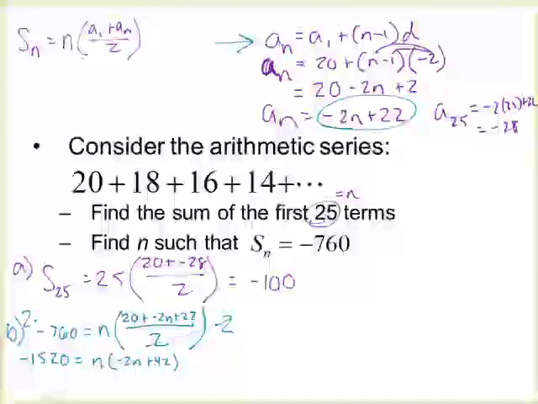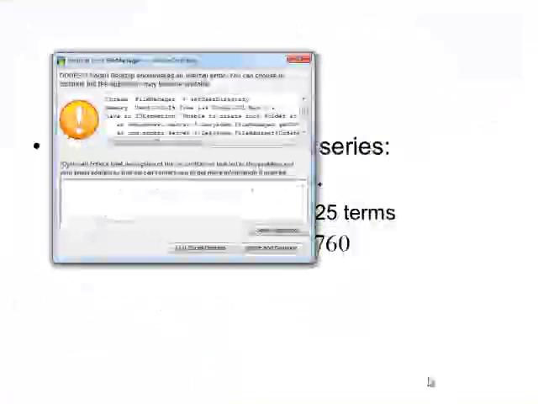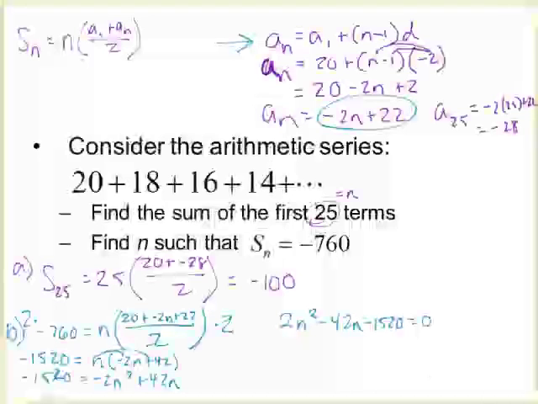Okay, so now I'm going to distribute the n. And it will become quadratic. So I want to move everything to the same side. This one has a negative 2n squared. I like to move everything to where the n squared is positive. So I'm going to move everything over to the left side on this one. So I'm going to add 2n squared and subtract 42n with that negative 1520. Move everything to the left so that I get a positive value for the n squared.